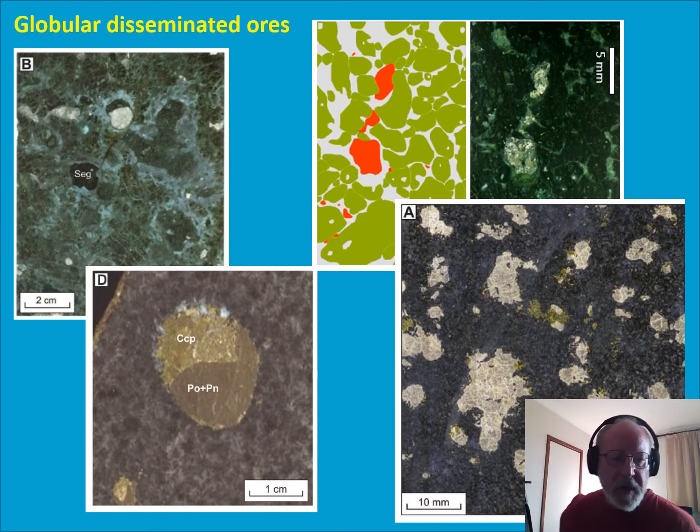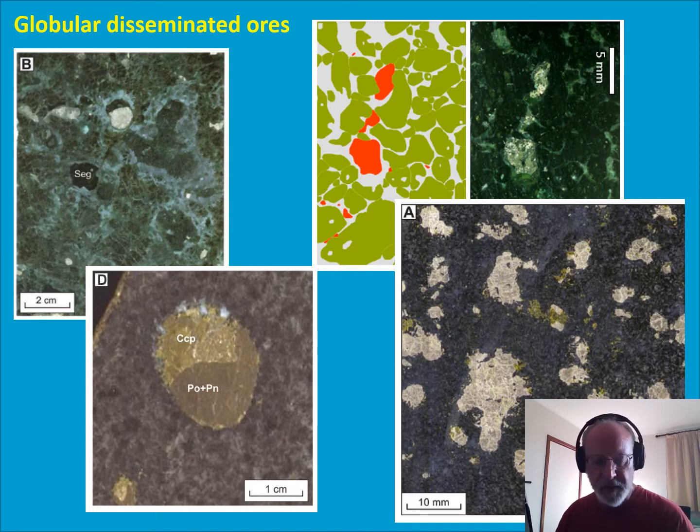Right, so now I want to take a little bit of a detour. We've been talking about textures which are a result of the wetting and melting capability of sulfide as it percolates through silicate rocks or silicate crystal mushes. But I just want to have a look now at another particular category of disseminated ores, which show up in a lot of different ore deposits. These are what we call globular disseminated ores.